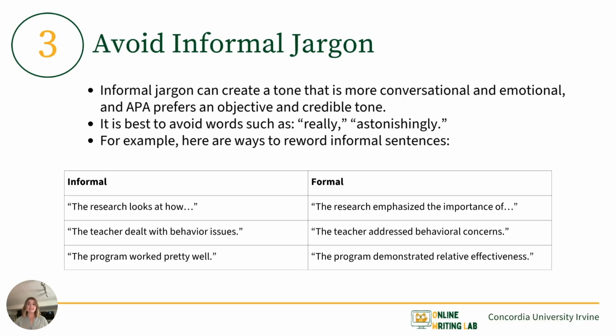Another key element to maintaining a professional tone is to avoid informal jargon. This can create a tone that is more conversational and emotional, and APA prefers an objective and credible tone. For example, it is best to avoid words like really and astonishingly.